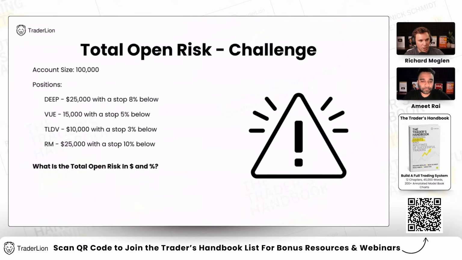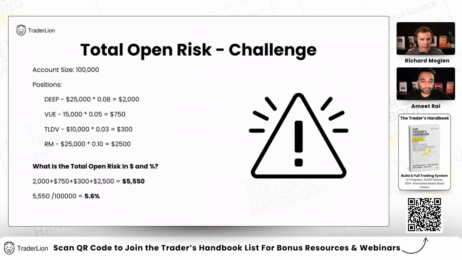I see a lot of people with the right answer. We'll go ahead and walk through the process. The first one, you've got $2,000 of risk here because 25K times 0.08. Then you've got 15K times 0.05, 750. 10K times 0.03, 300. 25K times 0.10, 2,500.